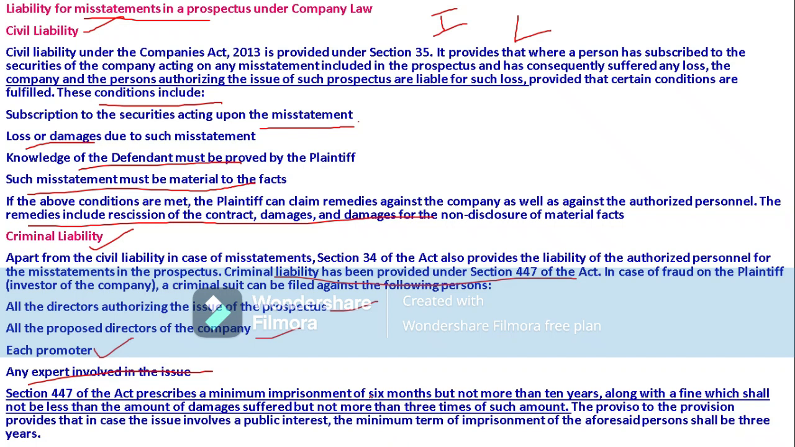Imprisonment of 6 months, and more than 10 years also may be there, along with a fine which shall not be less than the amount of damages suffered. For example, if a person has suffered a 10,000 loss, it will be 3 times, meaning 30,000 damages should be paid by the company to this investor. This is the remedy, or else the company will pay damages to the investor.